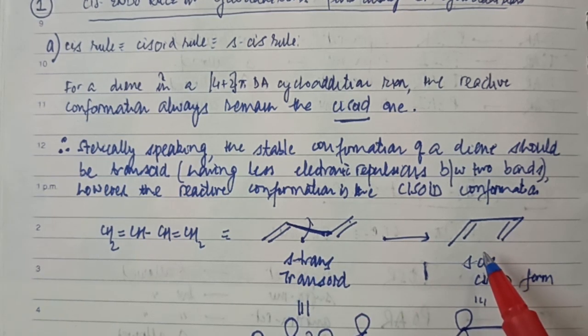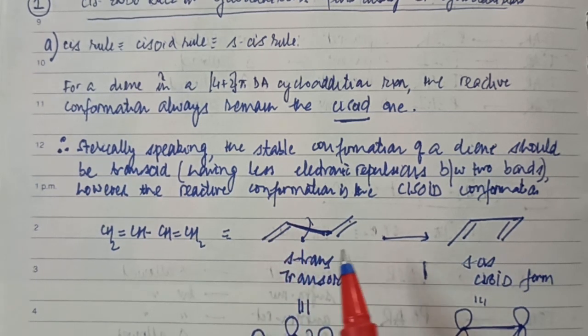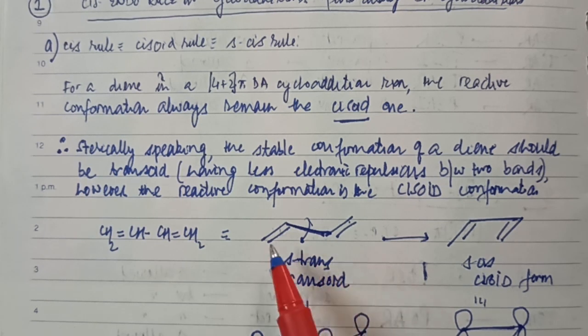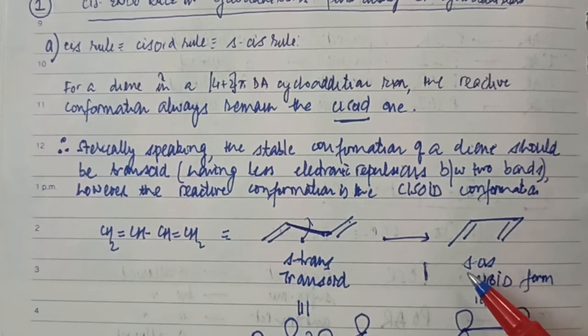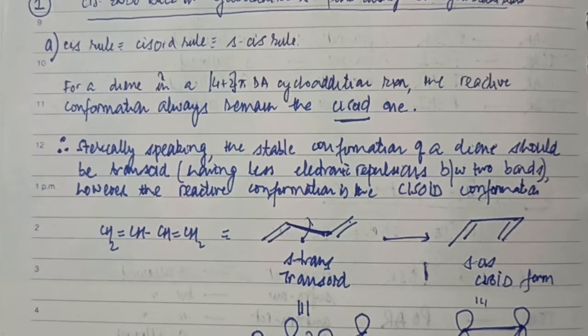And sterically and electronically speaking, when both pi bonds are away from one another, we can expect this kind of a system to be much more stable because the interelectronic repulsions are minimized in the transoid. Whereas in the case of the cisoid form, both pi bonds are close to one another, there will be interelectronic repulsions, and this kind of a system should be electronically and sterically on both counts less stable.